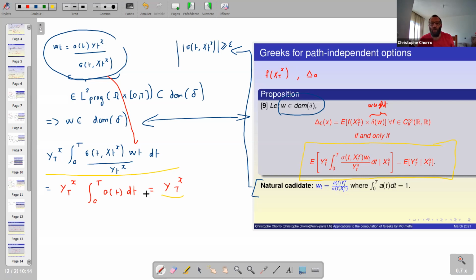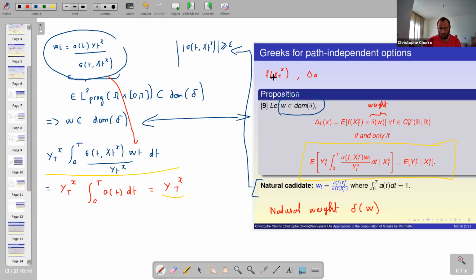So in this situation, to find the weight, I will just have to compute the squared integral of this one. So, a natural weight is delta of W, the expression of the delta for this kind of contingent claim. So I have a natural candidate that I will be able to compute in practice.